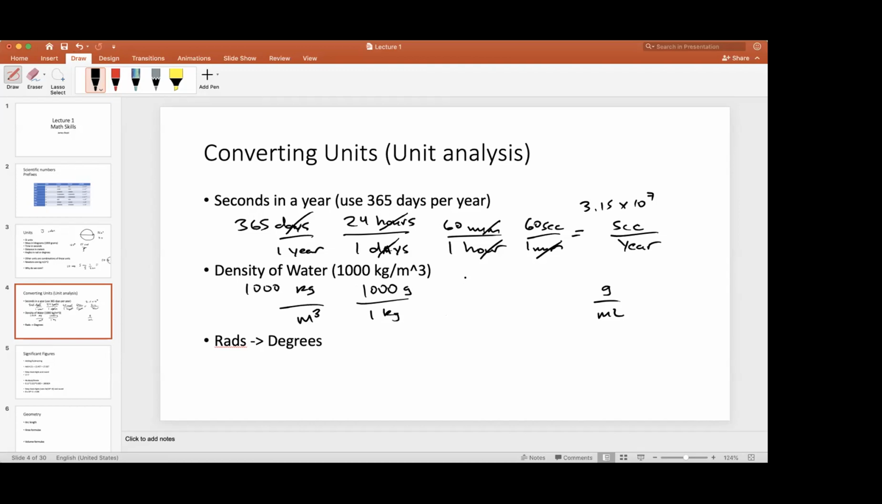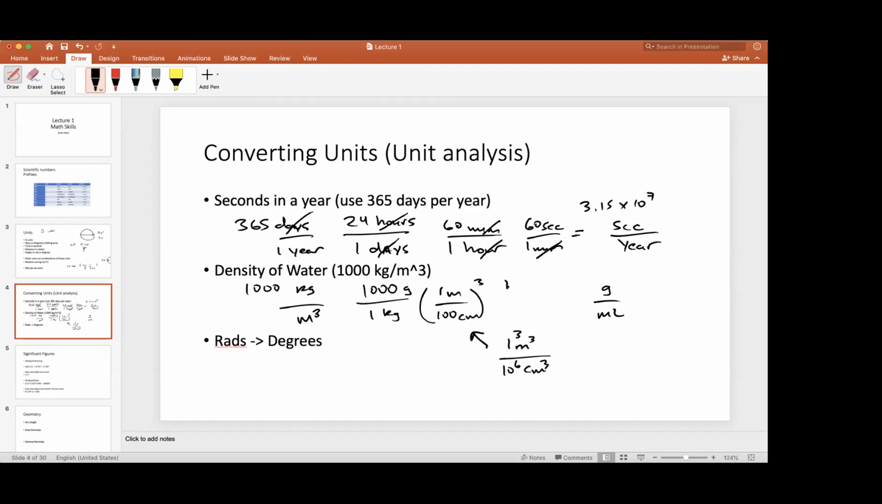And then, okay, in 1 meter, there are 100 centimeters. But we need to cube this. We need to multiply it 3 times. And so 100 times 100 times 100 is 10 squared times 10 squared times 10 squared, which is 10 to the 6th. Okay, I'll put it right here. 1 meter cubed over 10 to the 6th centimeters cubed. Okay, that's what this equals.